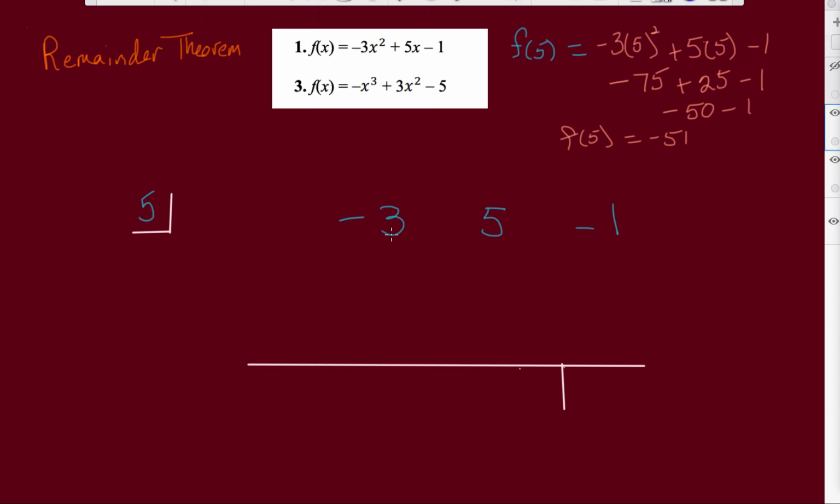So I've set this up with the coefficients, negative 3, 5, and negative 1. And my first step, obviously, is to drop this down. Now I have negative 3. 5 times negative 3 is negative 15. Negative 15 plus positive 5 is negative 10. 5 times negative 10 is negative 50. Negative 1 and negative 50 are negative 51. Look at that. We have the same answer as we got up here.